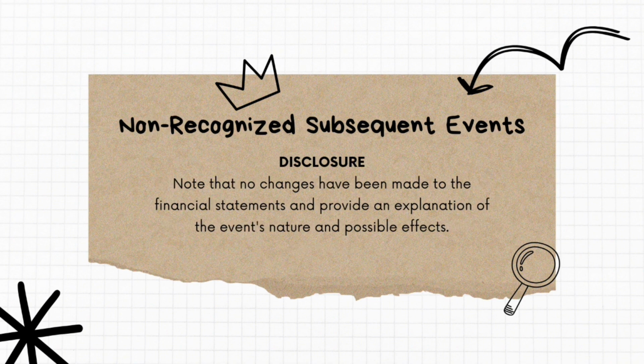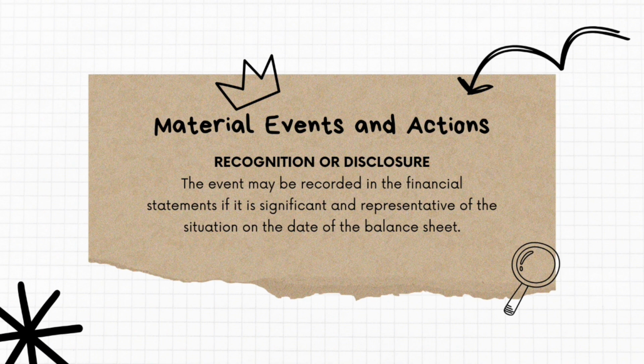The second one is disclosure for non-recognized subsequent events. Note that no changes have been made to the financial statements, and provide an explanation of the event's nature and possible effects. The third one is recognition or disclosure for material events and actions. The event may be recorded in the financial statements if it is significant and representative of the situation on the date of the balance sheet.